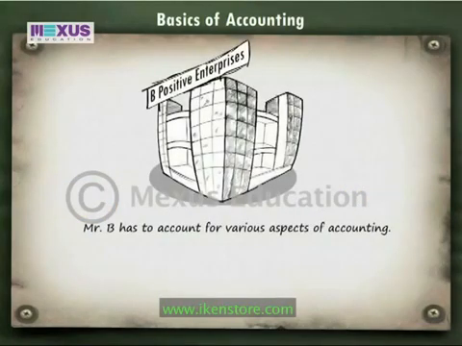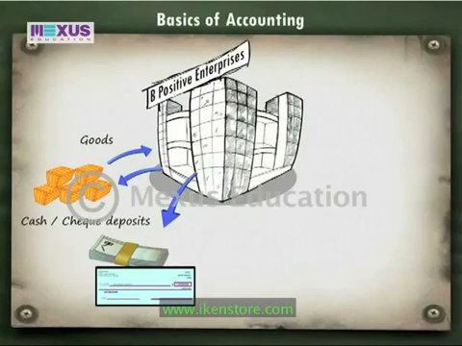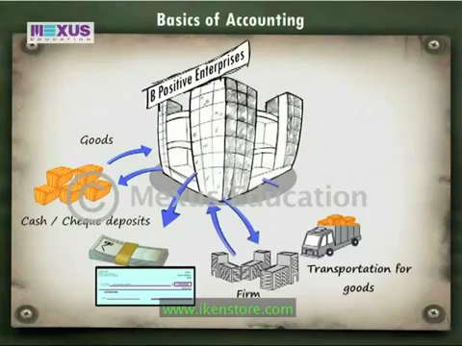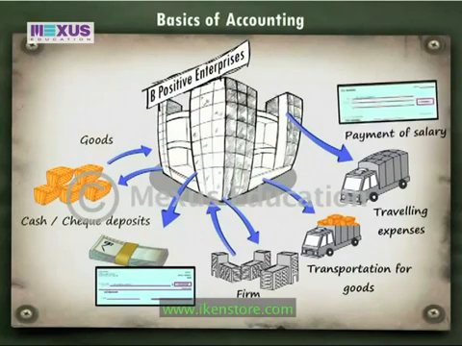Mr. B has to account for various aspects of accounting. Goods moving in and out of the firm, cash, check deposits, withdrawal from the firm, transportation for goods entering and leaving the firm's premises, traveling expenses, insurance of goods in the godown, payment of salary, receipt of interests on deposits.